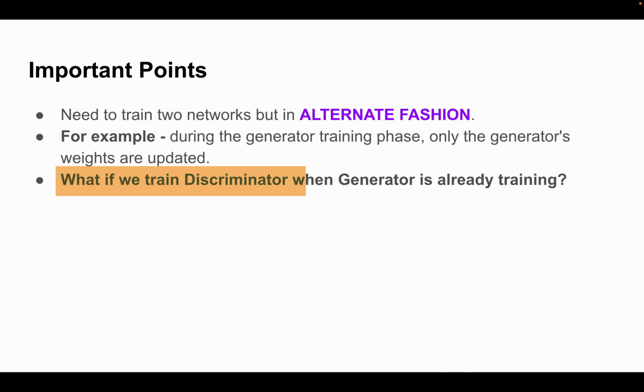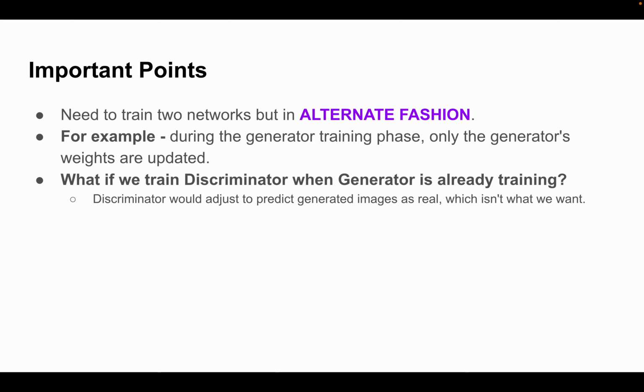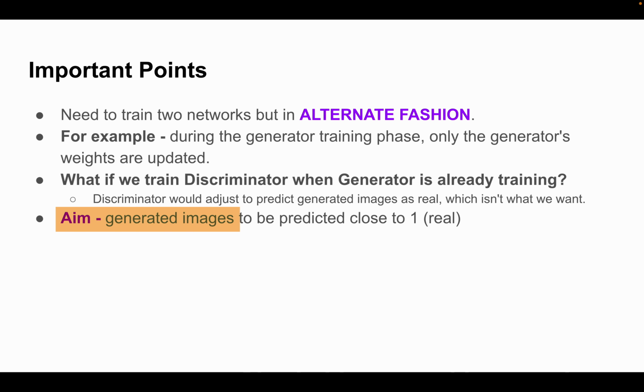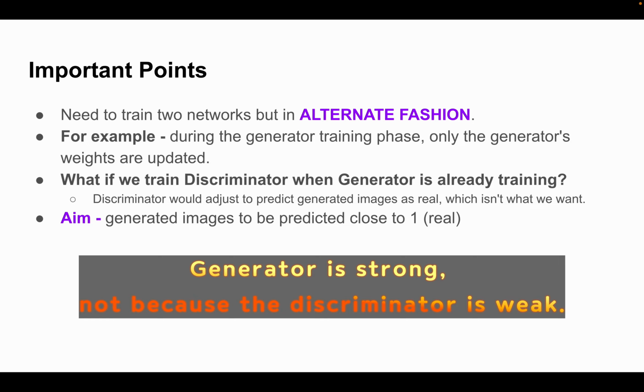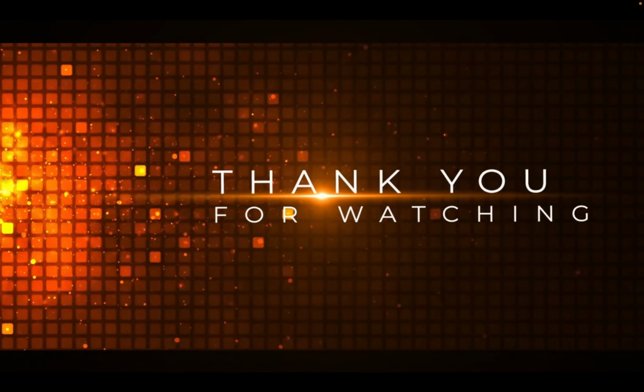If we update the discriminator's weights too, it would adjust to predict generated images as real, which isn't what we actually want, right? The goal here is the generated images to be predicted should be close to 1 because the generator is strong, not because the discriminator is weak. So that's it guys with respect to training of generator and discriminator in generative adversarial networks.